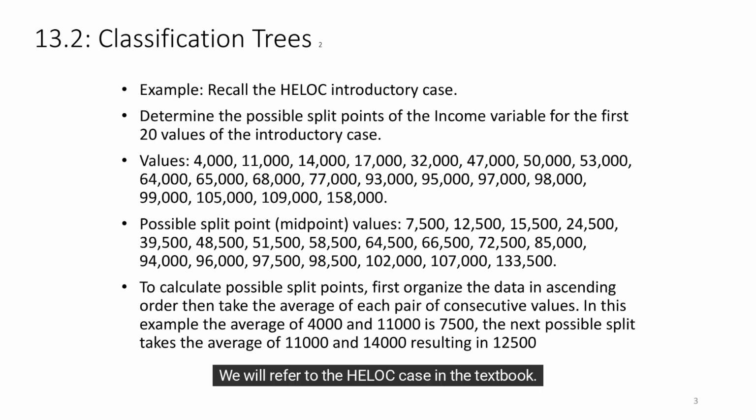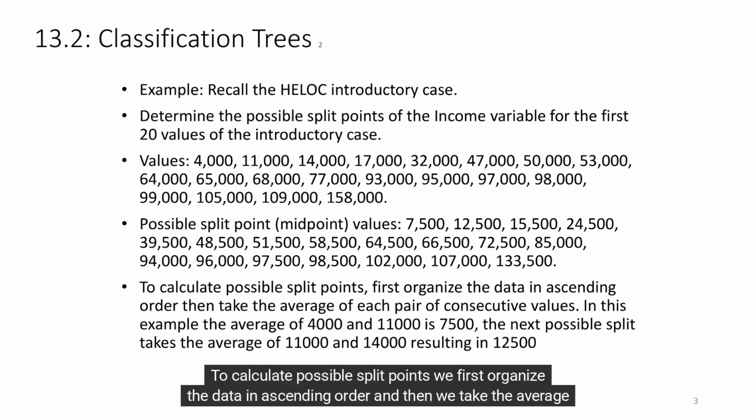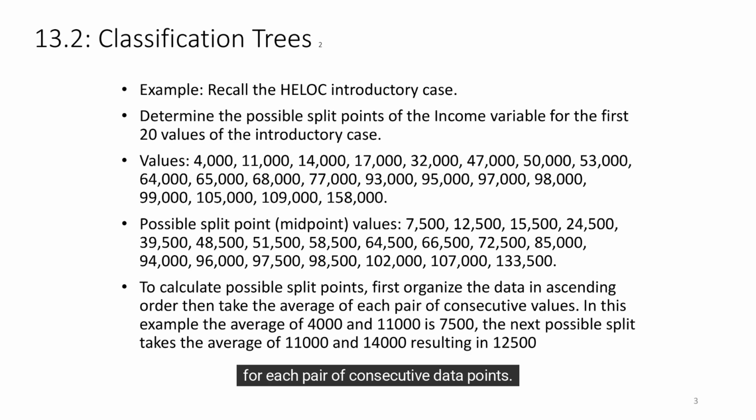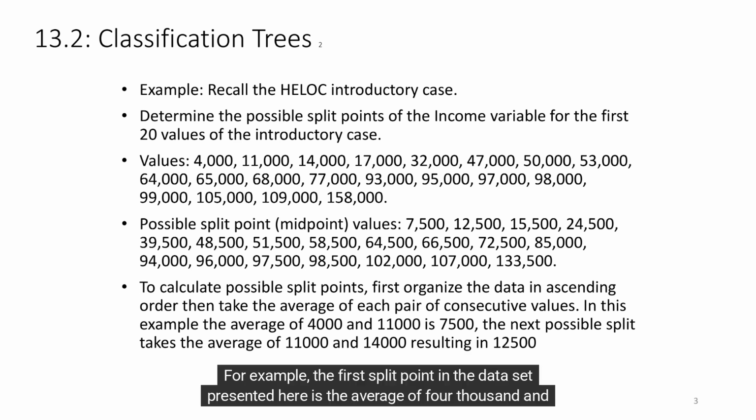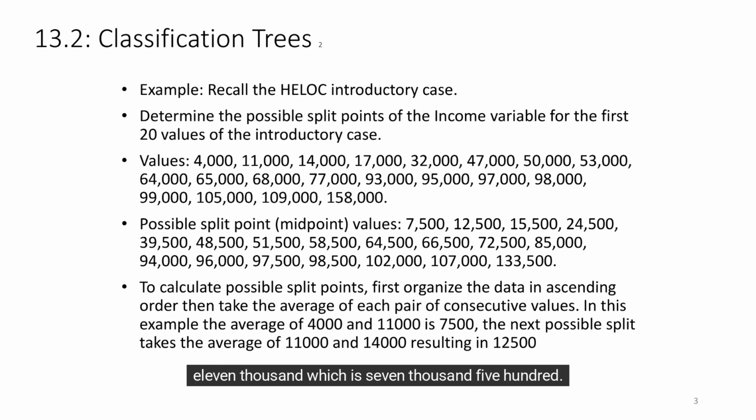We will refer to the HELOC case in the textbook. Let's practice determining possible split points of the income variable. To calculate possible split points, we first organize the data in ascending order, and then we take the average for each pair of consecutive data points. For example, the first split point in the data set presented here is the average of 4,000 and 11,000, which is 7,500.